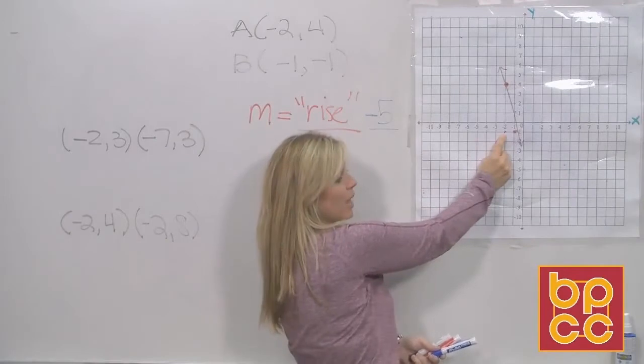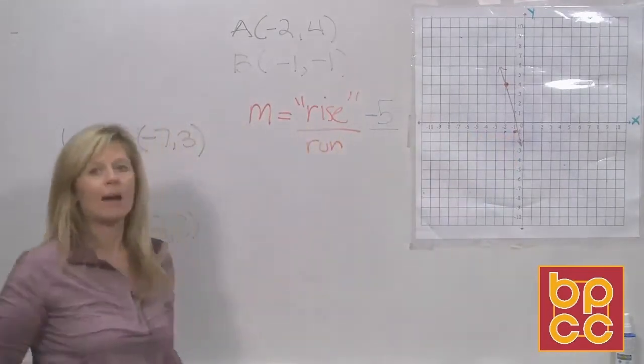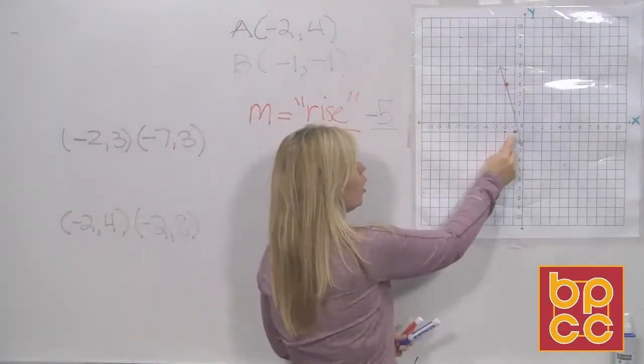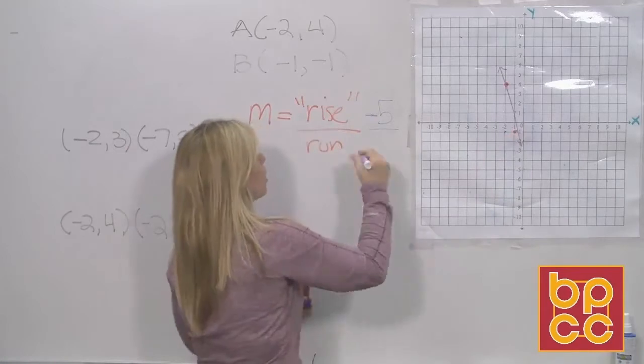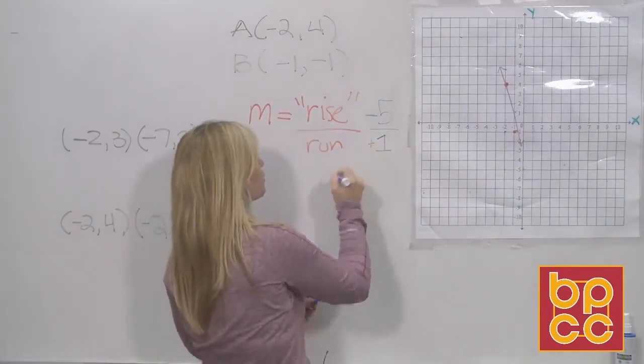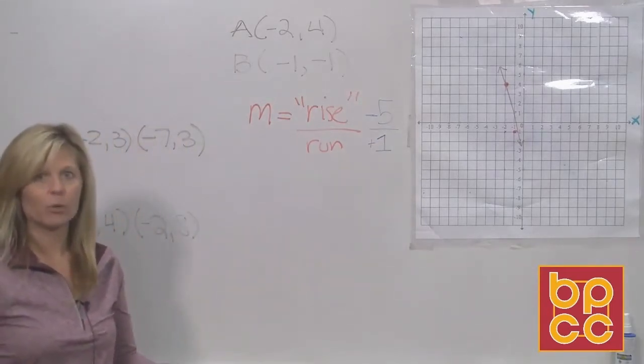Now I'm here. I'm still not where I want to be. I want to be here. So now I'm going to run. And running means move left and right. So from here, I'm going to run 1 to the right. So I'm going to put the number 1 because I had to move 1. And because I went to the right, that 1 is positive. That is how you get the slope using a picture.